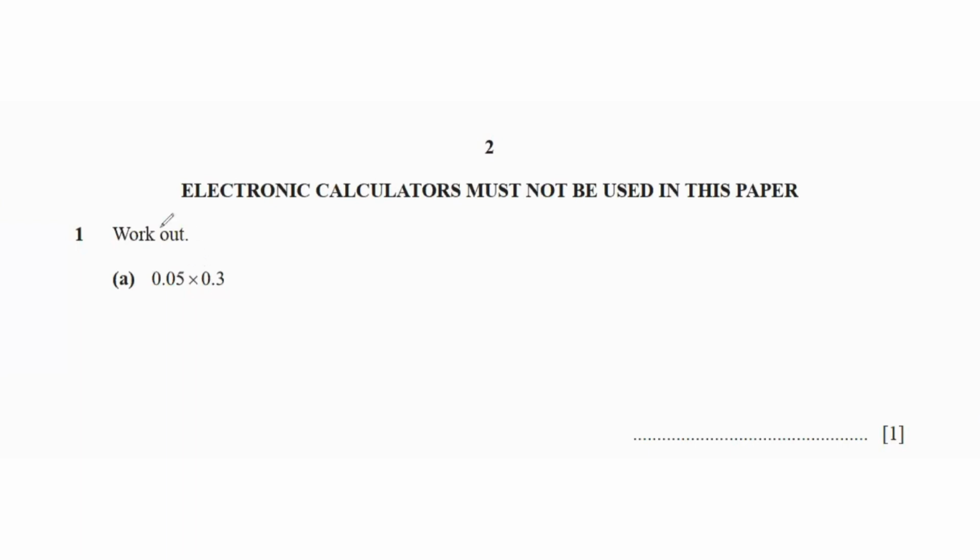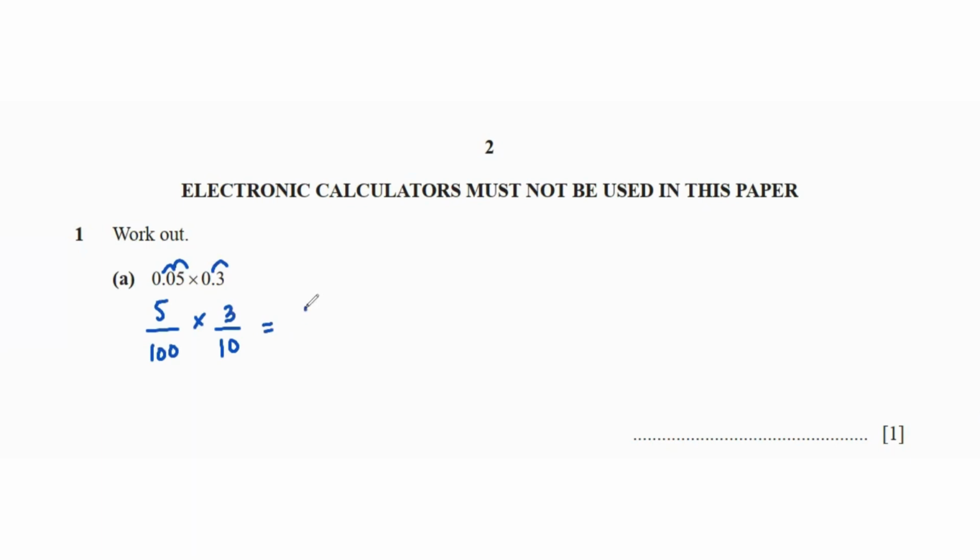In the first question, it says work out 0.05 times 0.3. So what we'll do is, we'll rewrite 0.05 as a fraction. So that's going to be 5 over 100. Why 5 over 100? Because you move the decimal 2 places to the right. Times 3 over 10, because we moved the decimal 1 place to the right.